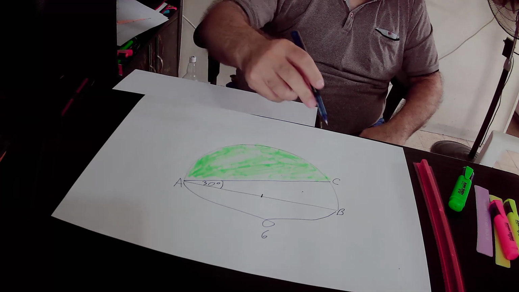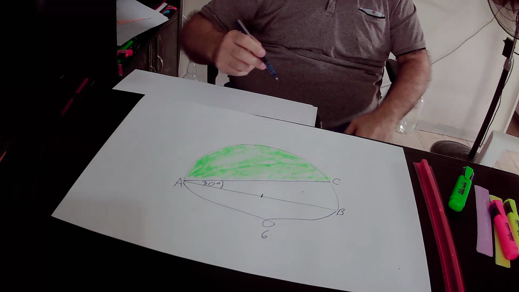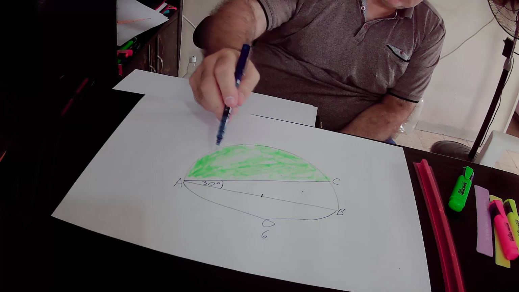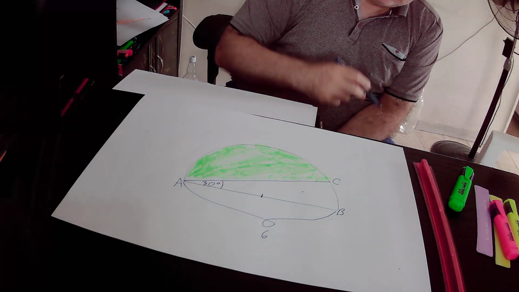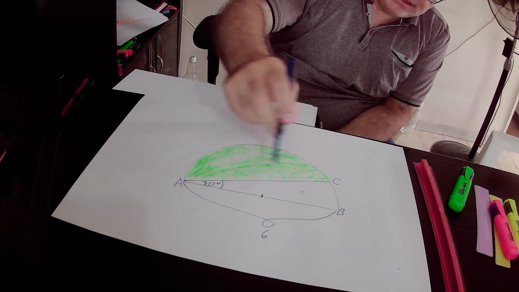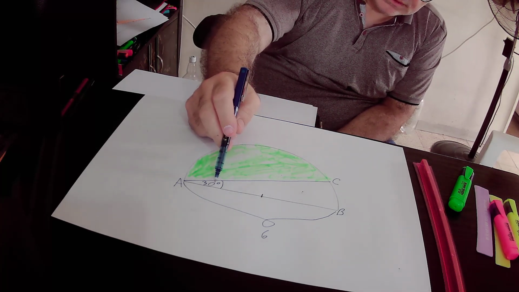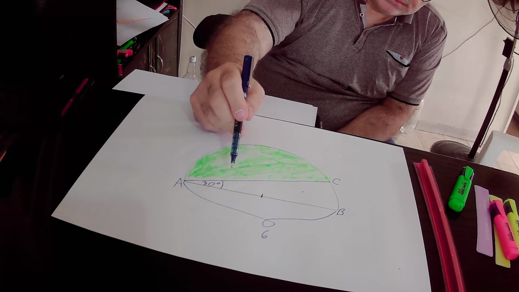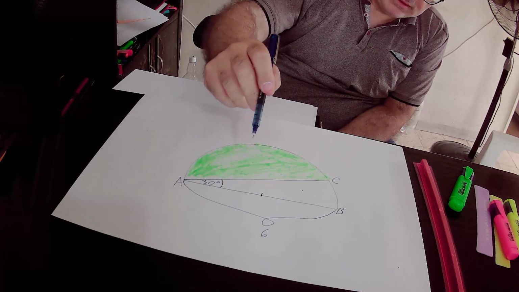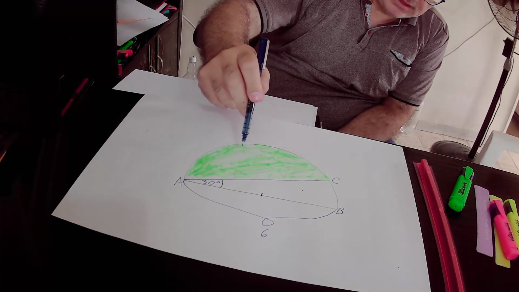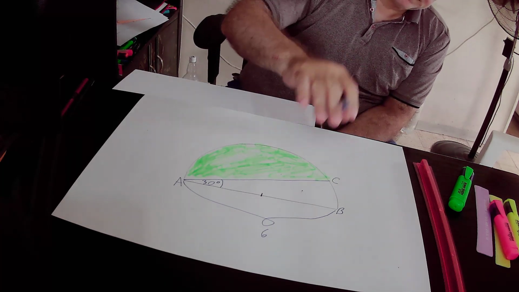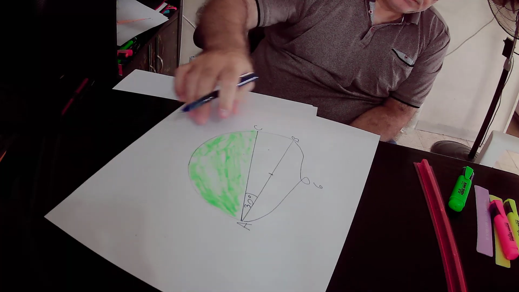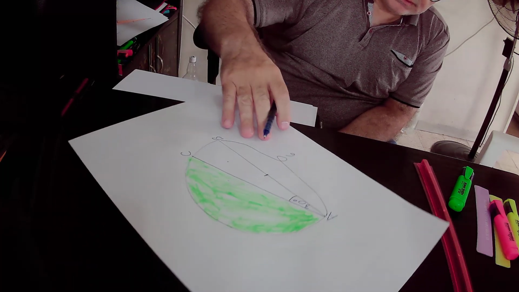In the drawing, we have a semicircle. We know that the diameter of this semicircle AB equals 6 units. Angle BAC, this angle equals 30 degrees. And our mission is to find out the value of the green area, the green shape. So we'll start with the first method.